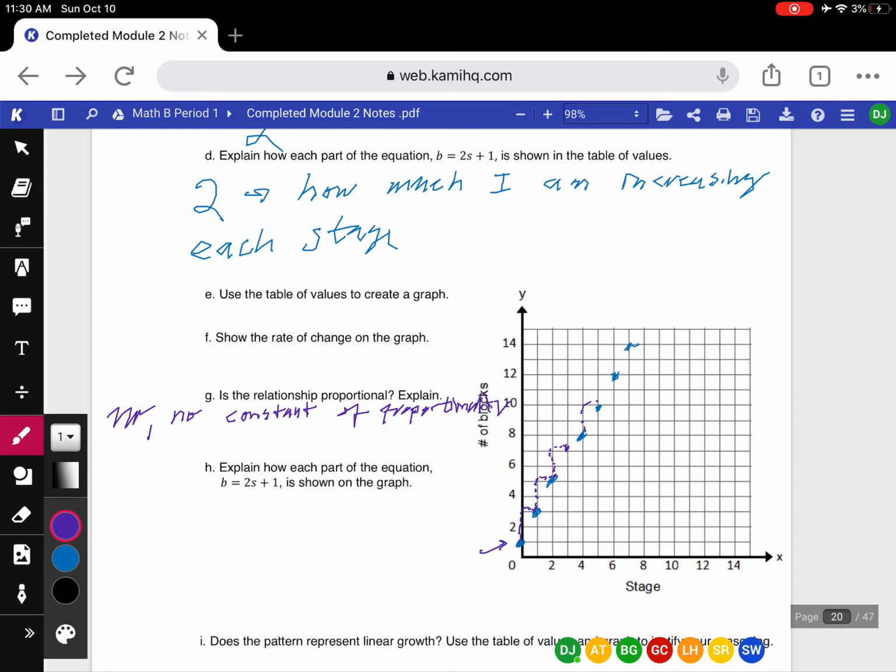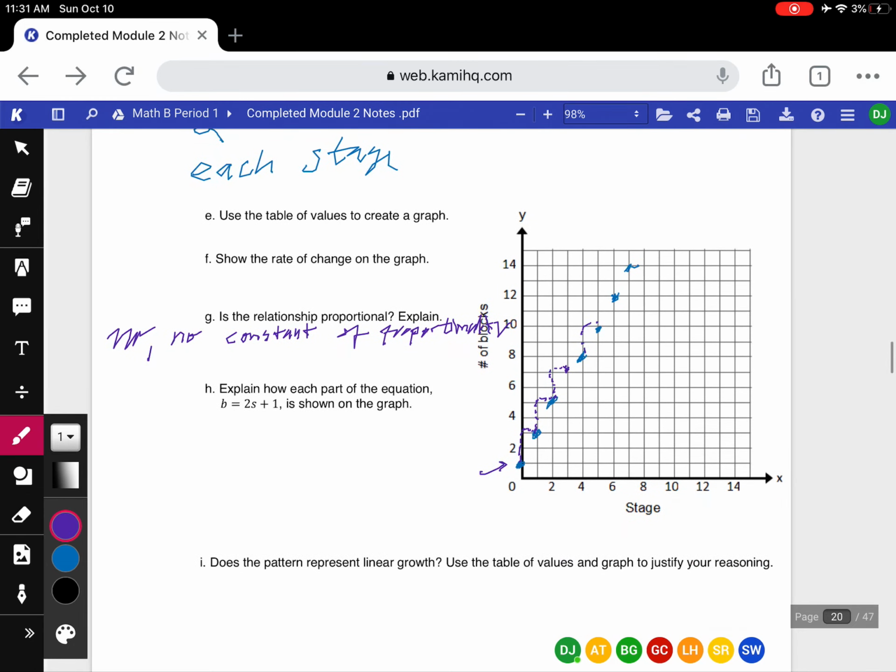sorry, I'm running out of space. And I'm writing on my iPad today, guys, so if you're wondering why it's looking really, I don't know, jagged, that's why. Okay, so no, there is no constant of proportionality, and the graph does not go through the origin.